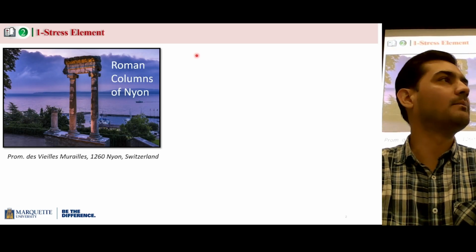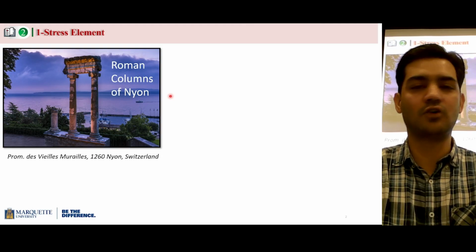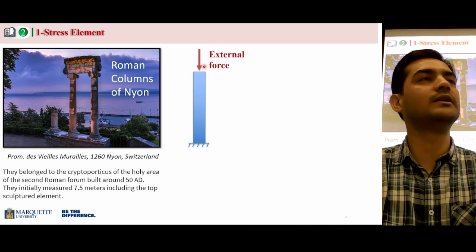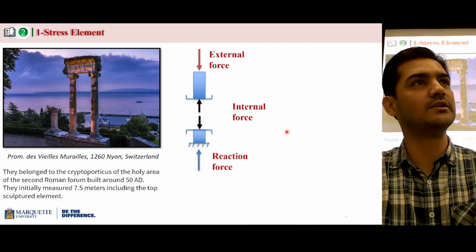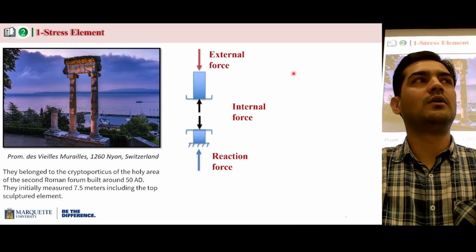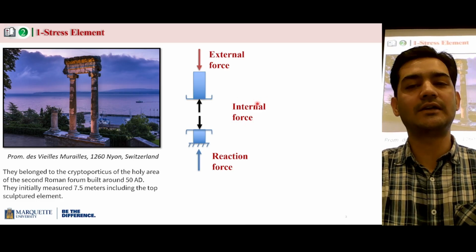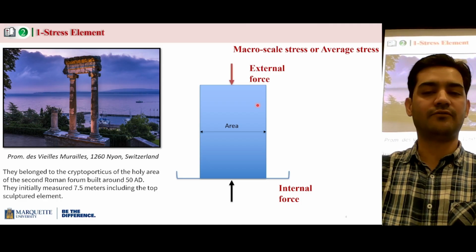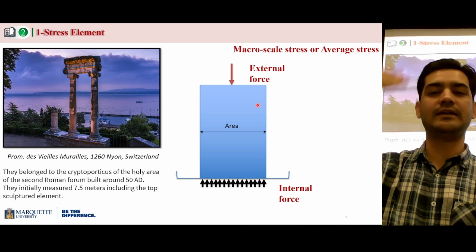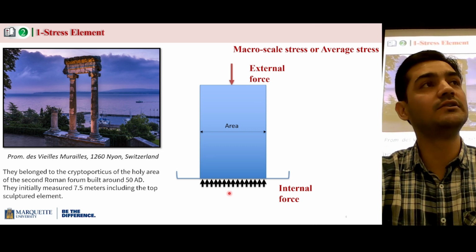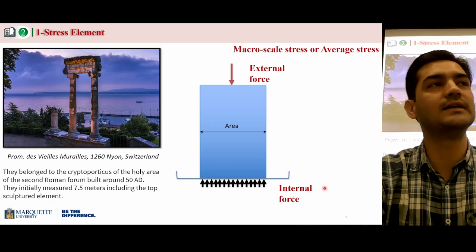Last time we were talking about Roman columns of neon, and we did some idealization of one of the columns, and we saw we can calculate the external forces, and we can also calculate reaction forces using equilibrium equations, and we can also calculate the internal forces. Now, we saw last time that this internal force, which we were calculating before, is actually a resultant of force. So actually, what happens is that the entire area is resisting that external force. So you have distributed forces, and we were calculating the resultant of those distributed forces as an internal force.